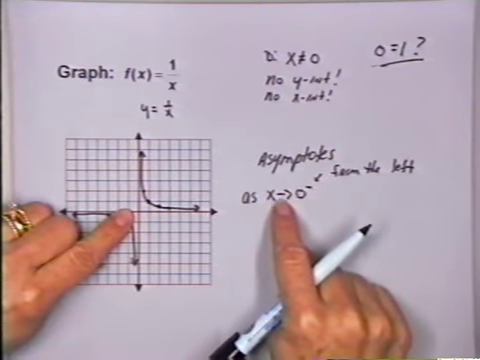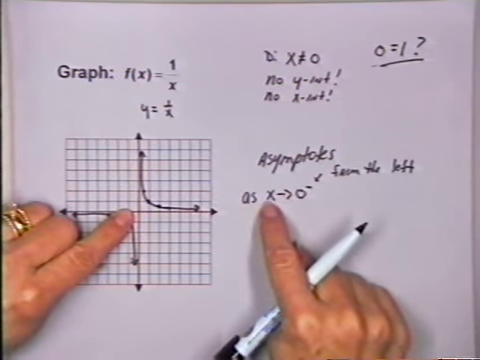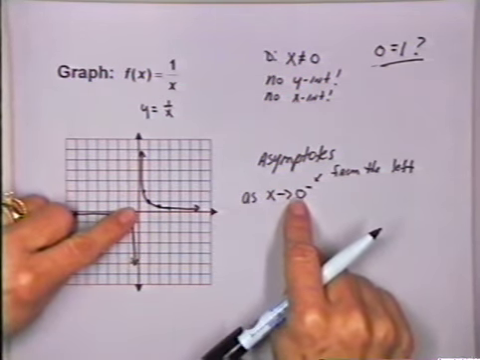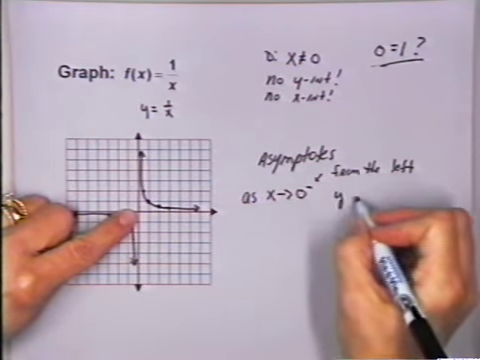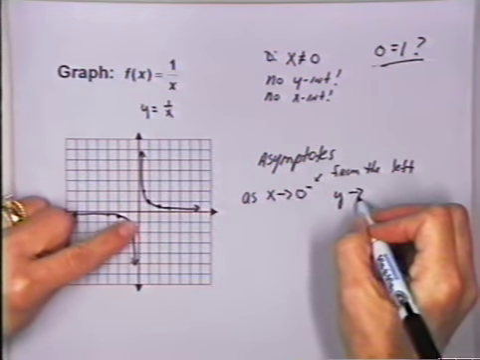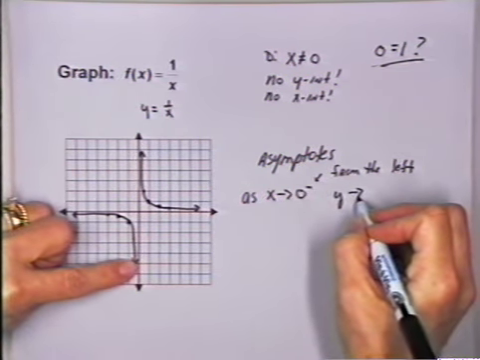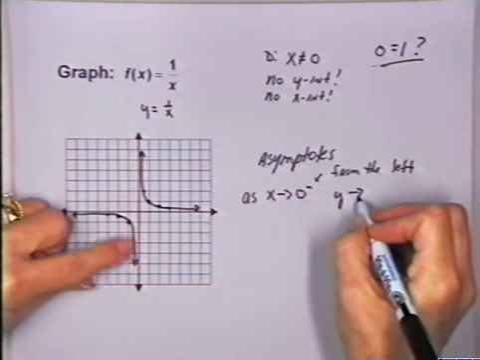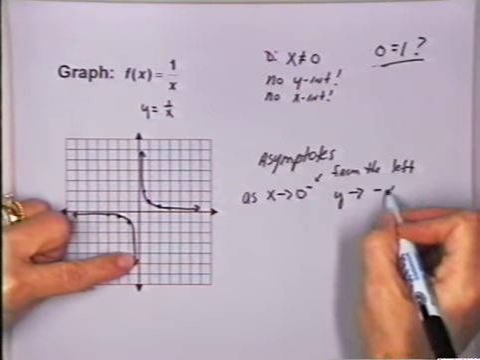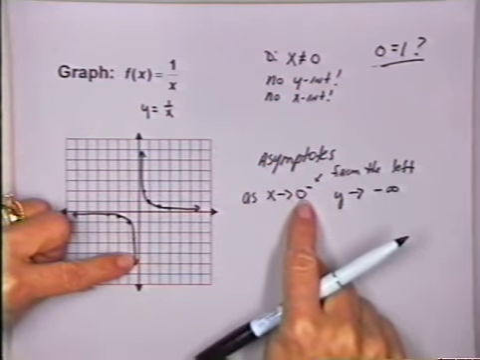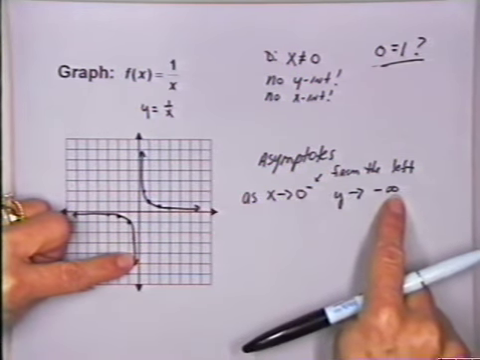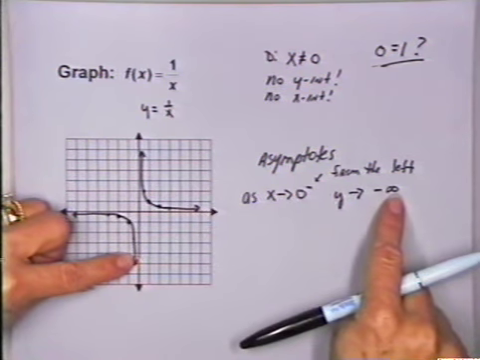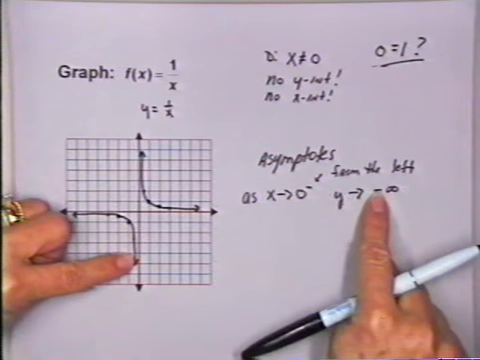As x, this approaches means gets very close. As x gets very close to 0 on the left-hand side, what are my y-values doing? My y-values are getting very big in a negative direction. Big in absolute value is what I mean there. So we will say, as x approaches 0 from the left, y is approaching negative infinity. Infinity just means it keeps getting bigger and bigger and bigger, of course, in the negative direction.